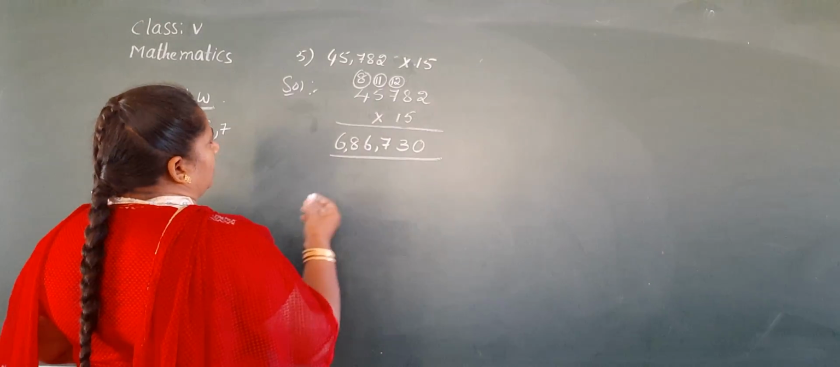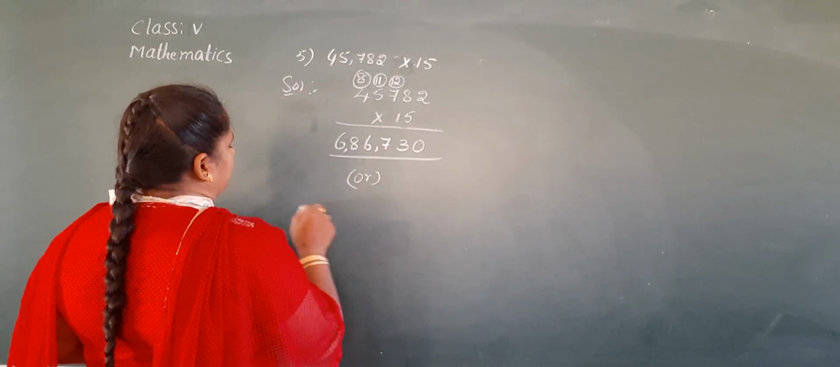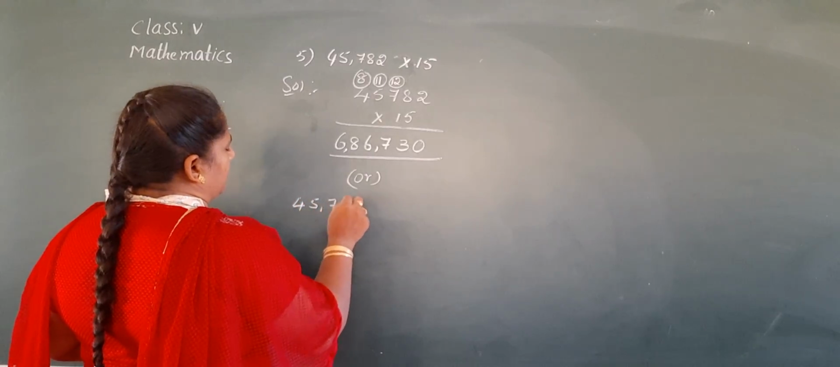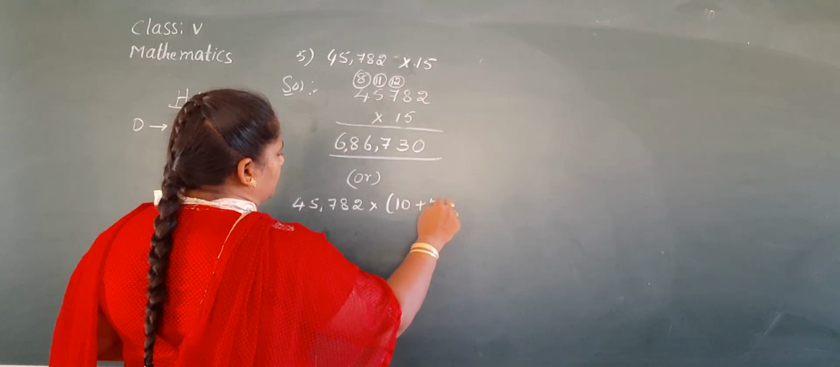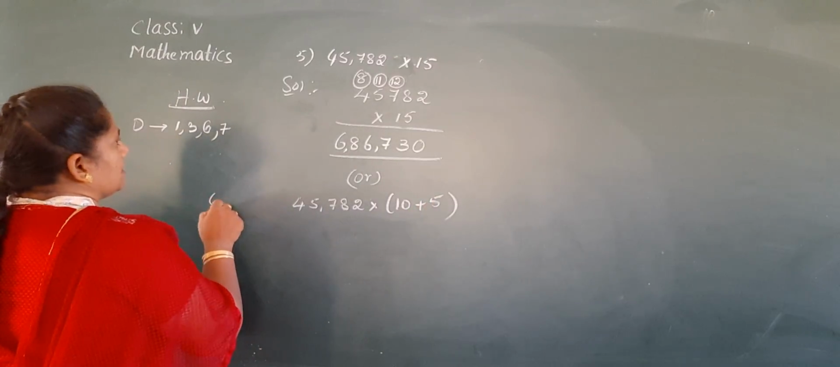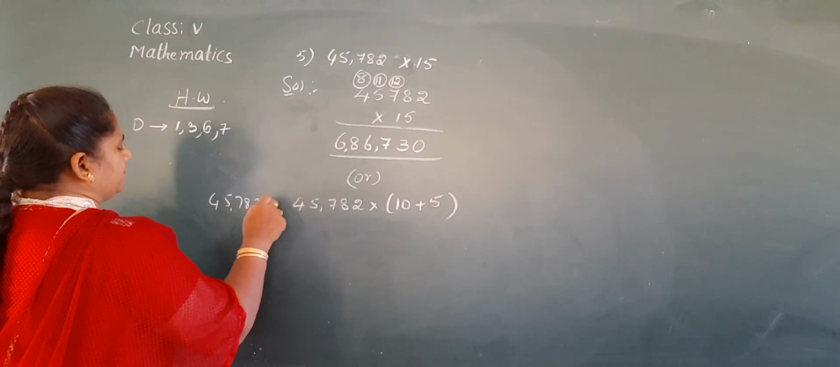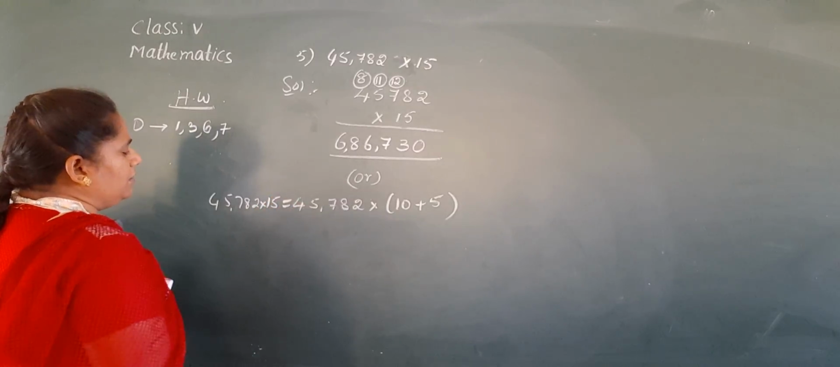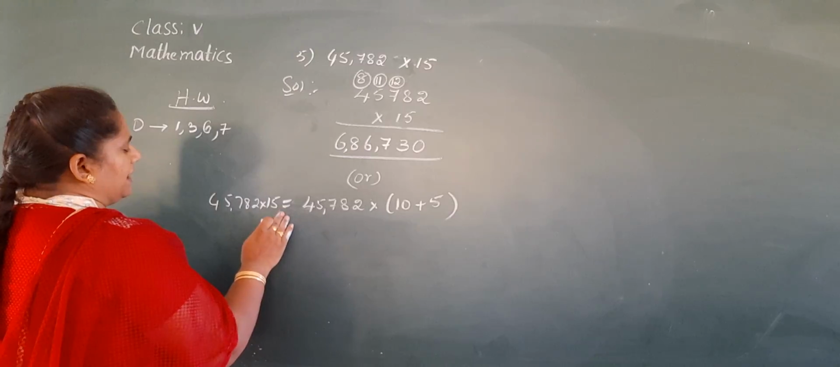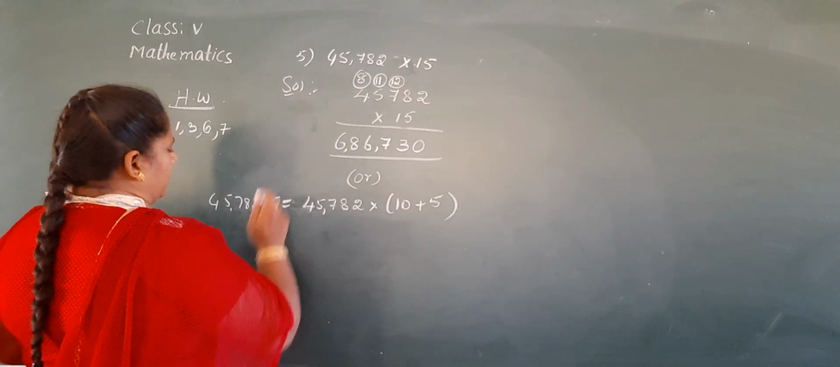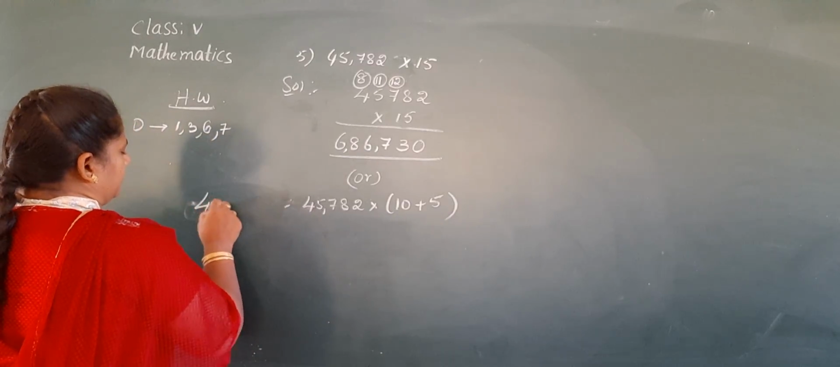As we using another method. 45,782 and we can write that 15 as 10 plus 5. Okay, so here equal to, we write this number asterisk and we can write the 15 as 10 plus 5. I will write neatly this one.